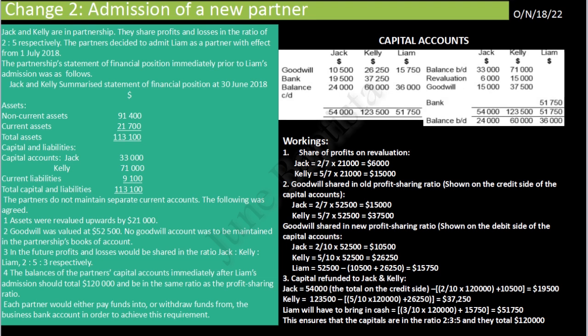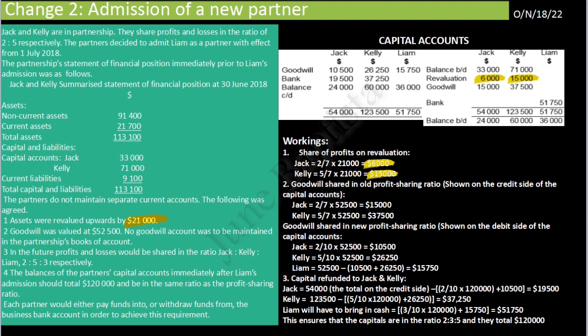Working 1. The share of the profits on revaluation. The profit on revaluation is $21,000. Hence, Jack and Kelly will share it in the old profit-sharing ratio. Jack will get $6,000 and Kelly will get $15,000. These appear on the credit side of Jack and Kelly's capital accounts.